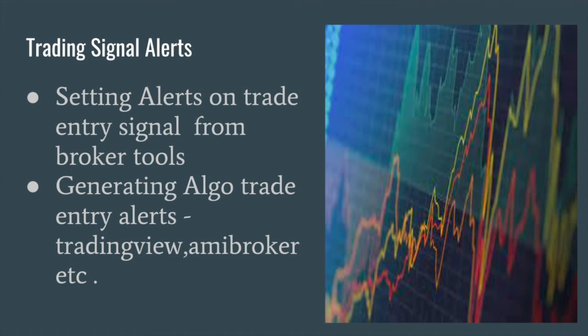We can set alerts in many of the broker-provided tools like Sentinel, or Sensible, which has WhatsApp alerts, and even ChartSync. There are hundreds of trading tools and broker tools that give you a mechanism to set alerts based on price, as well as on some of these parameters we talked about, like trend and momentum. You can also have algo trade entry alerts and entry automation done by tools like TradingView, AmiBroker, TradeCon, and many more algo tools.